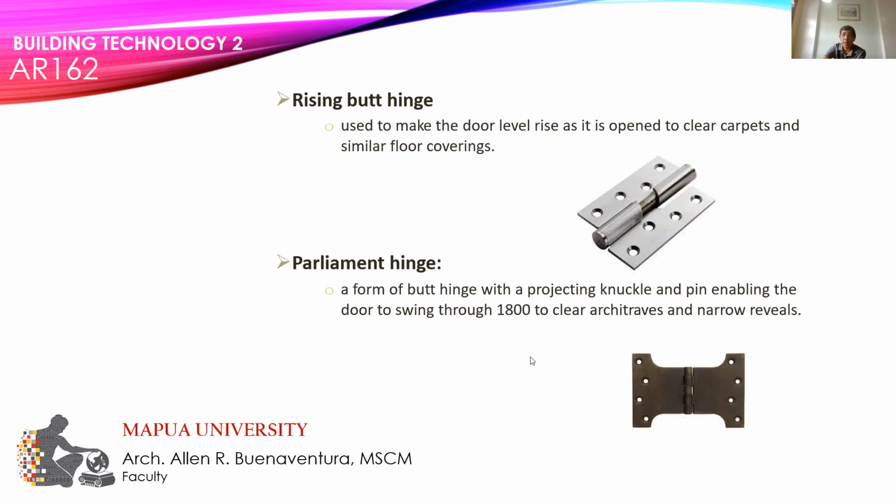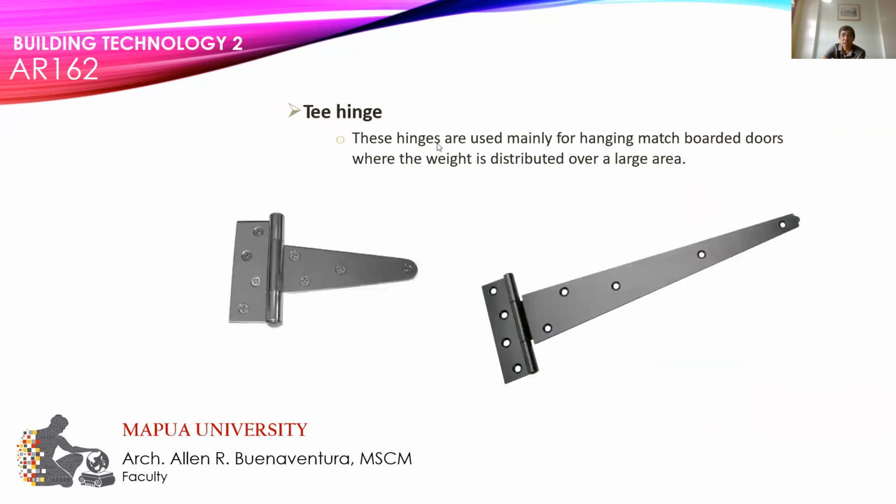And we have the parliament hinge, a form of butt hinge with a projecting knuckle and pin, enabling the door to swing 180 degrees to clear architraves and narrow reveals. No? This is the parliament hinge. This is the raising butt hinge. We have the T-hinge. These hinges are usually made mainly for hanging match-boarded doors where the weight is distributed over a large area. So you have seen this type of doors on the previous slide.